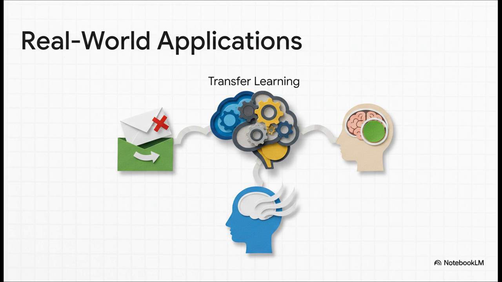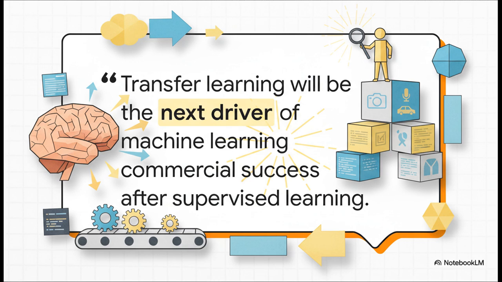Or think about medicine. Models trained on millions of random images learn to see basic shapes and textures, which then lets them be adapted super quickly to spot specific types of cancer in medical scans. From playing games to classifying brainwaves, transfer learning is the engine that makes all these powerful AI applications not just possible, but actually affordable.